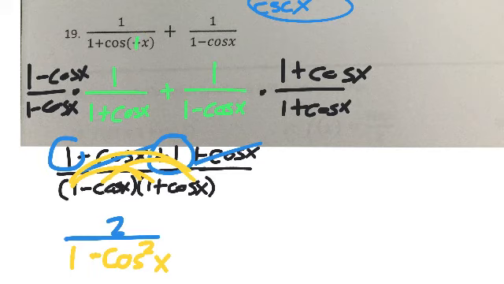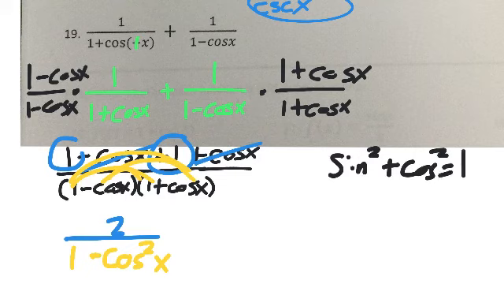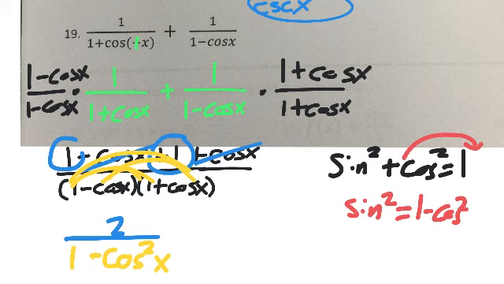So now, in the denominator, that looks like the makings of a Pythagorean identity. So I'm going to look at my sine squared plus cosine squared equals 1 identity. Can I make it say 1 minus cosine squared? I can if I move that over. So that's going to give me sine squared equals 1 minus cosine squared.